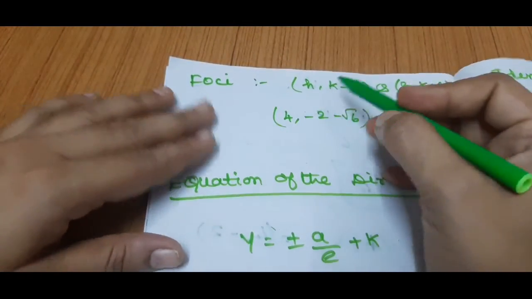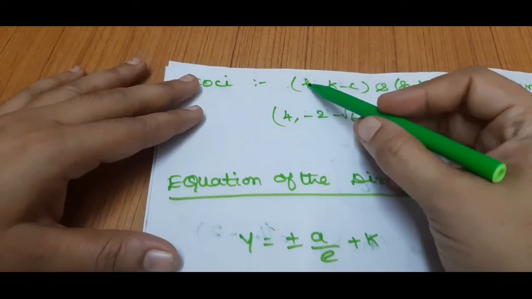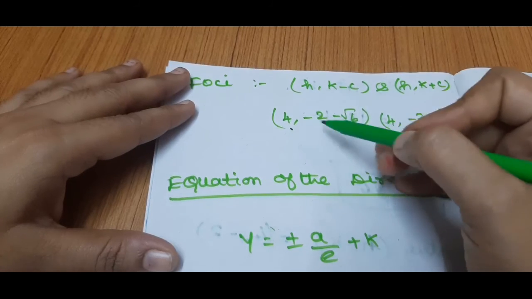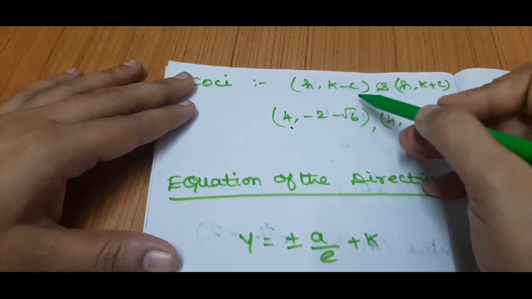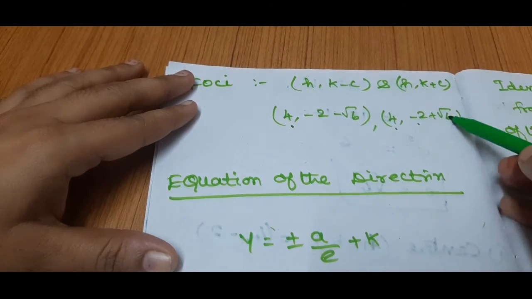Then the focus will be h comma k minus c and h comma k plus c. That is h answer is 4 and k answer is minus 2 minus root 6. h answer is 4, k answer is minus 2 plus root 6.